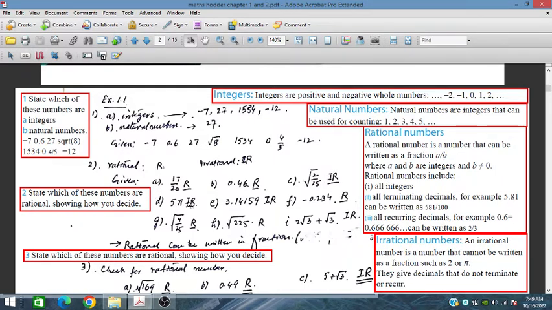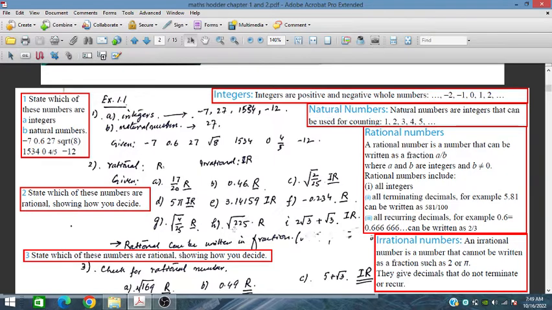5 pi is irrational. 3.1416, this is also an approximation of pi, which is irrational. Minus 0.2234 is terminating. Anything that is a terminating decimal is rational. Then the square root of 4 divided by 25: 4 is 2 squared and 25 is 5 squared, so it is 2 upon 5. So it is rational.